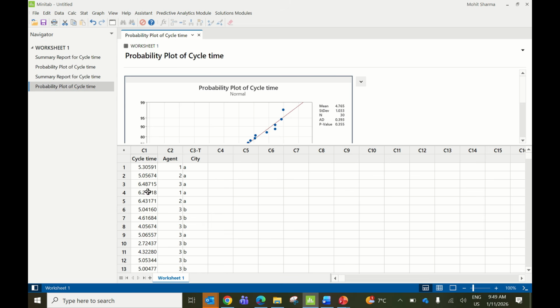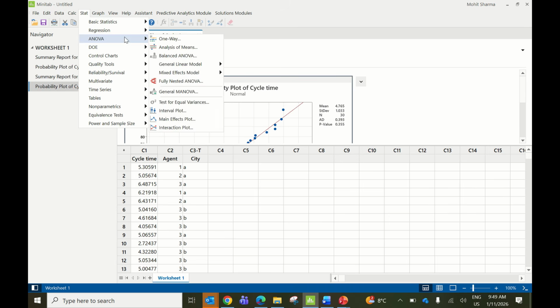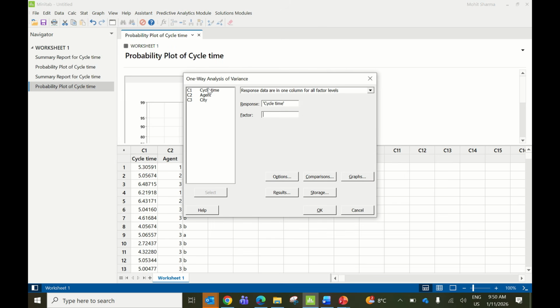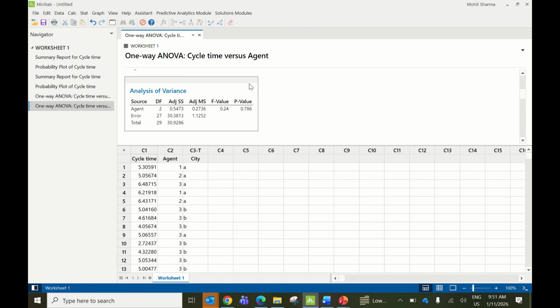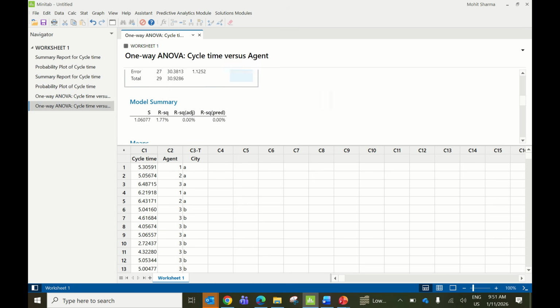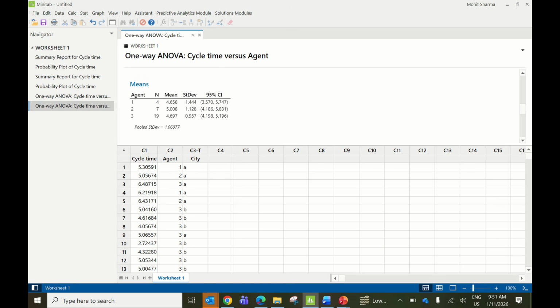So when my y is normally distributed and my x is discrete, which is agent in this case, I am going to do one-way ANOVA test. Let's see how it works. In the response, I will enter cycle time, and in the factor, I will enter agent and I will click OK. Let us look at the p-value. P-value is 0.786, which means this x is not a significant x. If you look at the means of agent 1, 2 and 3, they are 4.6, 5.0 and 4.69. It means mathematically they look different, but statistically they are same.